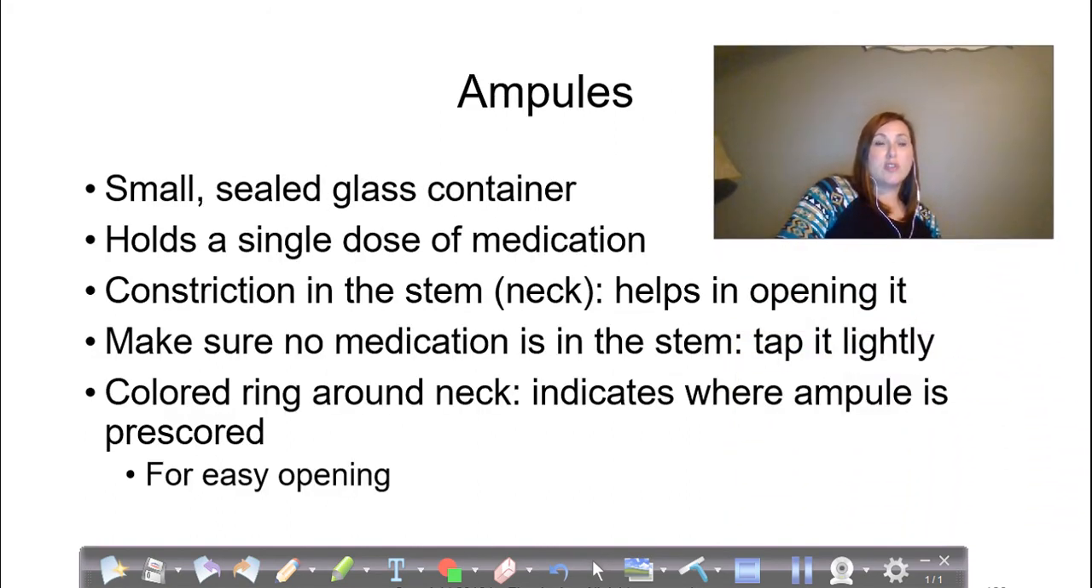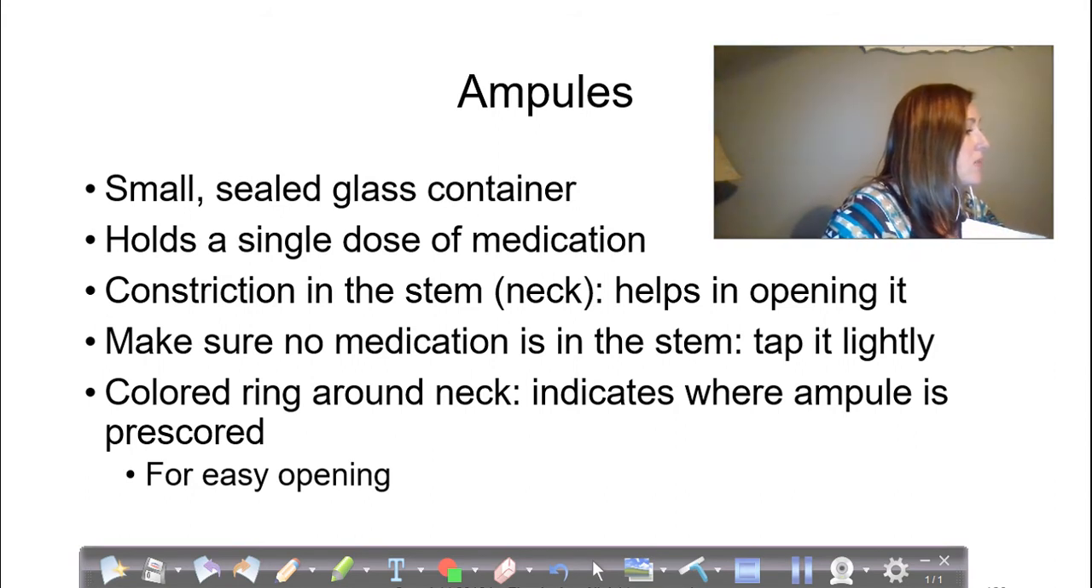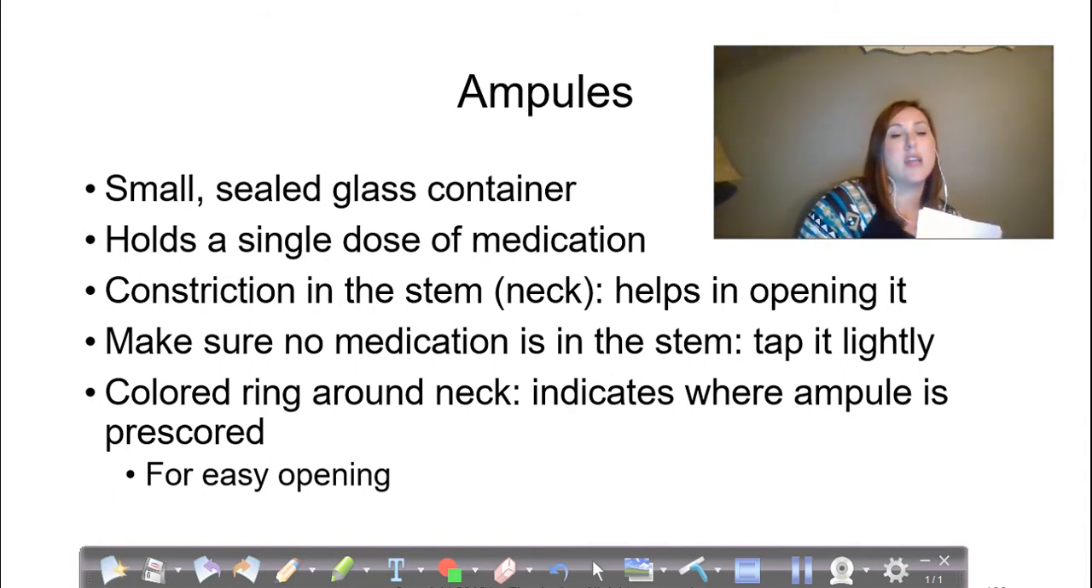Ampules. Ampules are small sealed glass containers that hold a single dose of medication. They have a constriction in the stem or the neck. There's a picture of an ampule on page 652, again with those vials. You want to make sure there's no medication in the stem of the ampule, so you would tap it lightly as well. There's a colored ring around the neck, and that's where the ampule can be broken. It's pre-scored there to help it open easier.